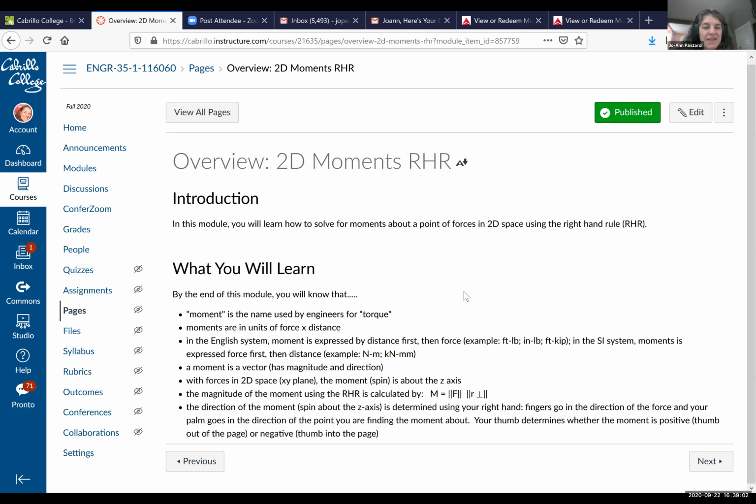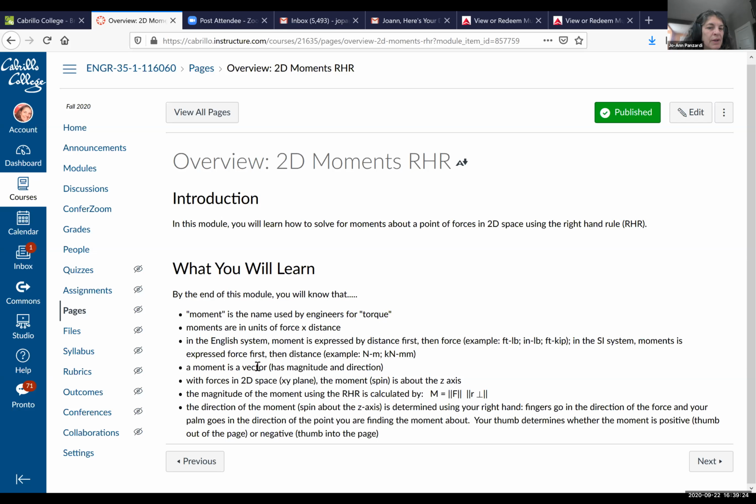Okay, mutes, everyone. Okay, in the SI system, most moments are expressed force first, then distance. So for example, Newton meter, kilonewton meter, kilonewton millimeter. So remember that depending on whether you're in the English or the SI system, that tells you which unit you write first.